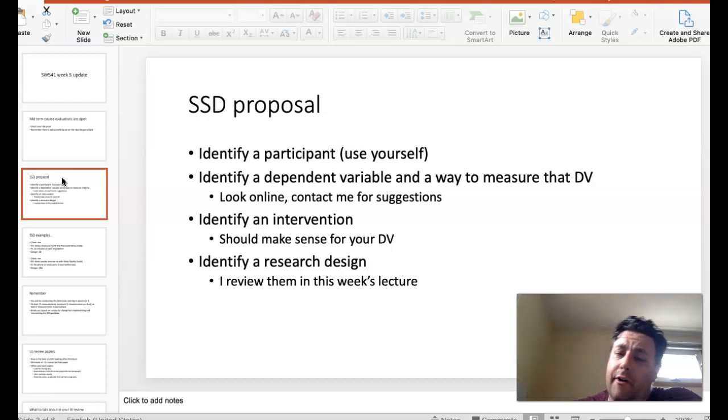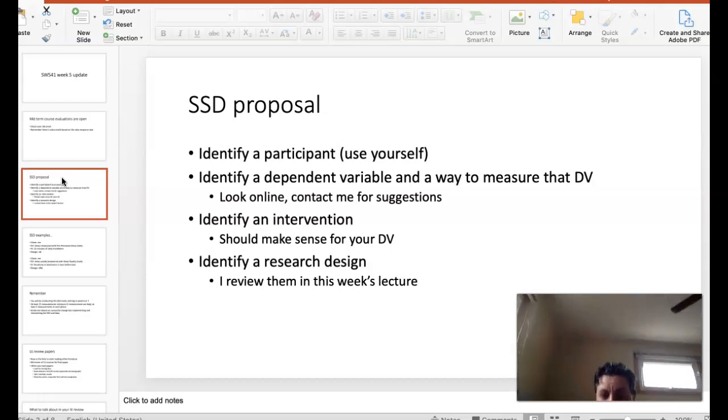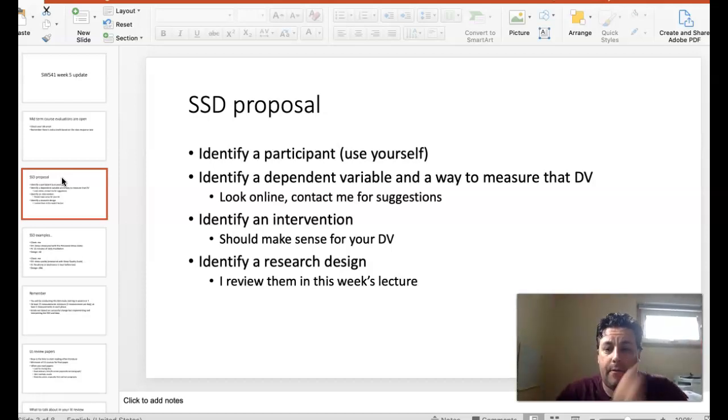Look for a dependent variable and a way to measure that dependent variable. You're going to need a survey or an assessment of some kind. There's quite a few of these available online, so that's a good place to look. And if you need to, contact me for suggestions. I've got a bunch I can pass on to you.